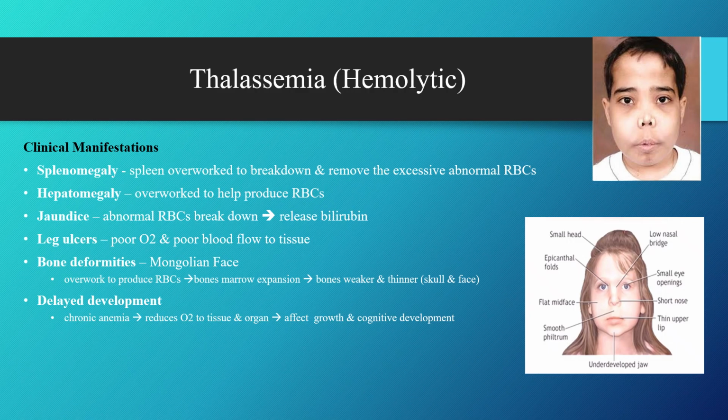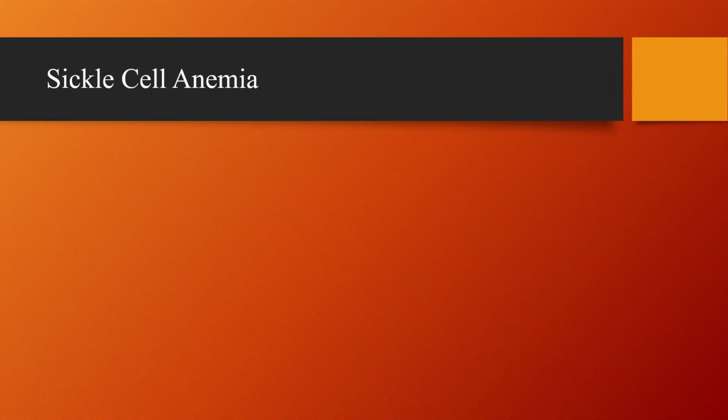Delayed development. So chronic anemia really reduces that O2 to the tissues and the organs. So this affects the growth and the cognitive development. And symptoms in general. We see sickle cells, so a defect of hemoglobin synthesis results in hemoglobin instability and insolubility.